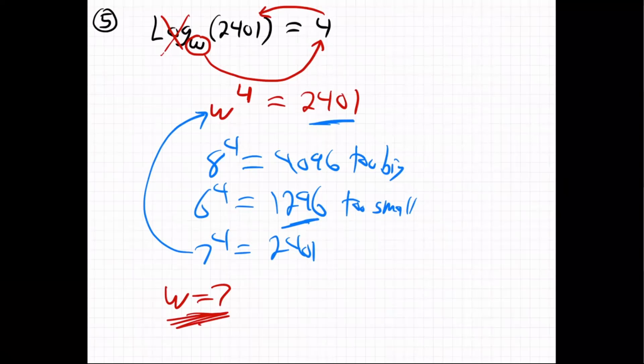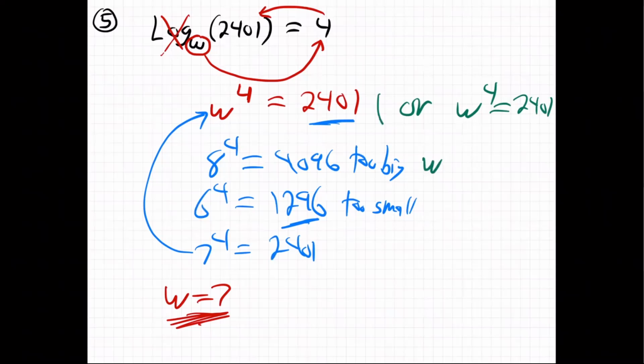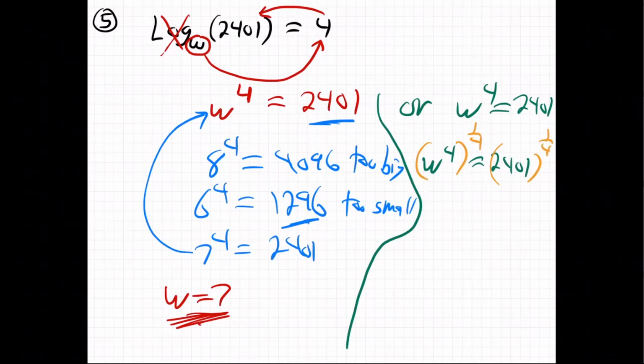Or now, again, if that seems too goofy to you, let me give you another way. Here would be the more advanced technical way of doing it. So you take the W to the 4th, you take the 2401. So here's the official academic way. You would raise both sides to the 1/4 power. Why? Because that'll cancel this out and get W alone. That's what you're trying to do, right?